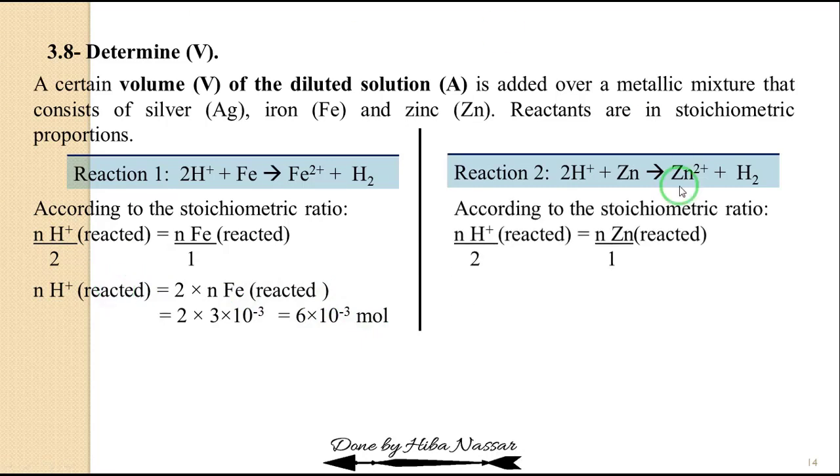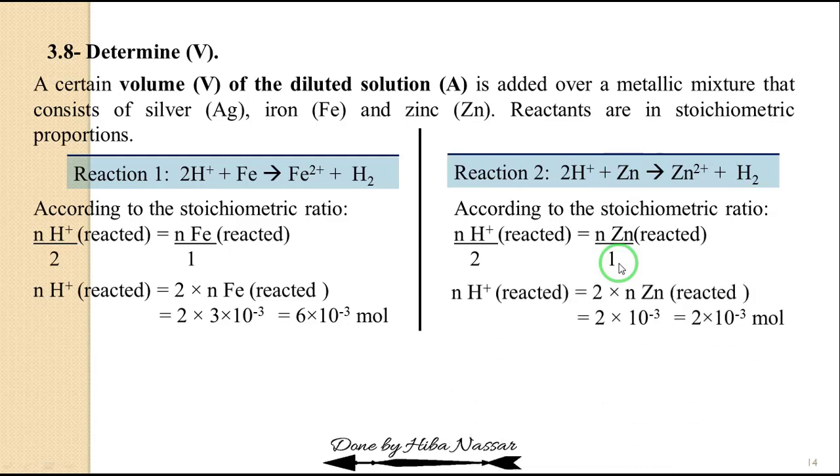Now going to the second reaction, reaction 2. Here is the reaction between the acidic solution and zinc. According to the stoichiometric ratio, the number of mole for the H plus ion over 2 reacted is equal to the number of mole for zinc reacted over 1. So here we can deduce also that the number of mole for H plus ion, which is reacted only in reaction 2, is equal to 2 times 10 to the power minus 3 mole.